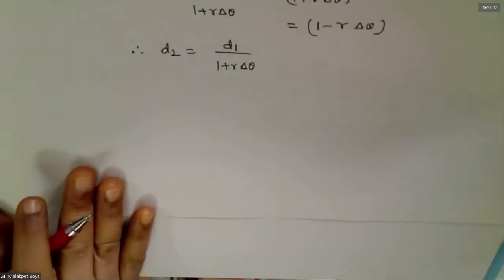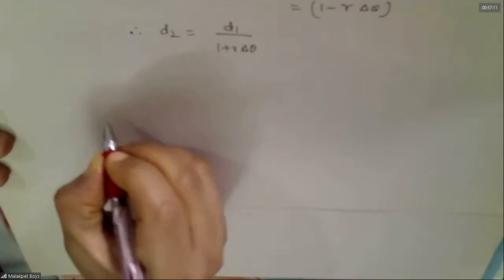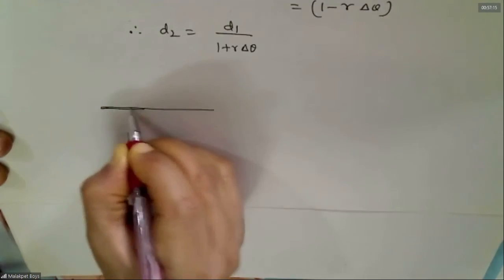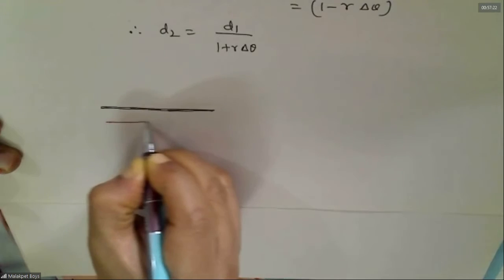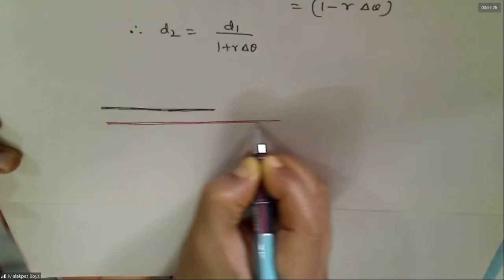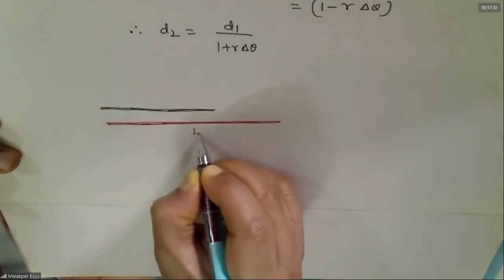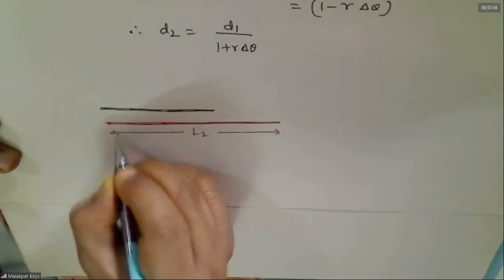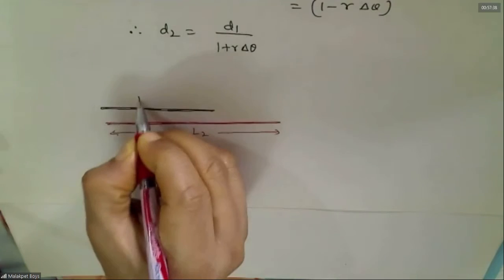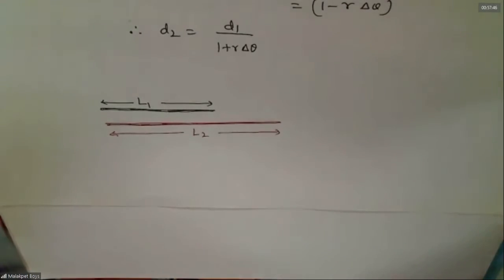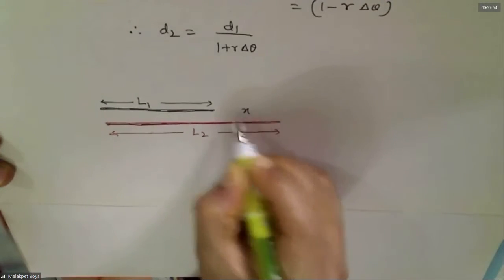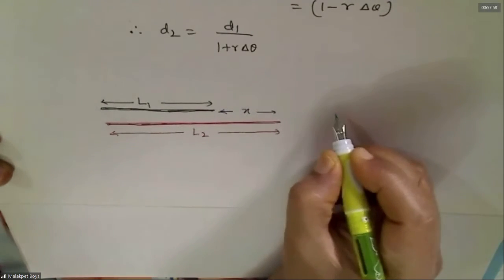Now let us consider another situation wherein you have this one rod, and there is another rod. This is L2. These may be different materials, or the same material. Now, the difference in length is how much? L2 minus L1.